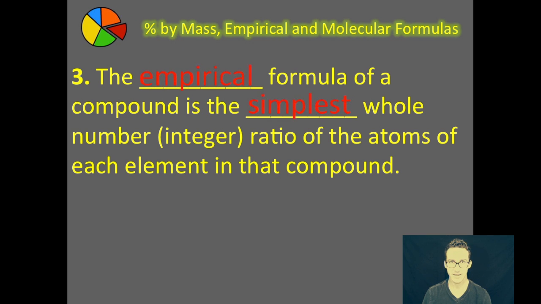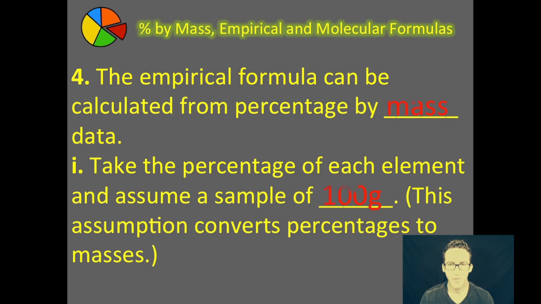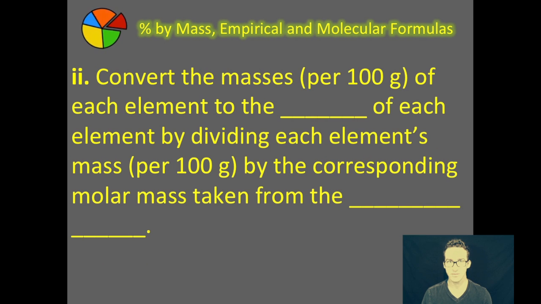Number 3. Empirical formulas then represent the simplest or smallest whole number integer ratio of the atoms of each element in that compound. Number 4, the empirical formula can be calculated from percentage by mass data. Number 1, take the percentage of each element and assume a sample of 100 grams. Number 2, convert the masses per 100 grams of each element to the moles of each element by dividing each element's mass per 100 grams by the corresponding molar mass taken from the periodic table.